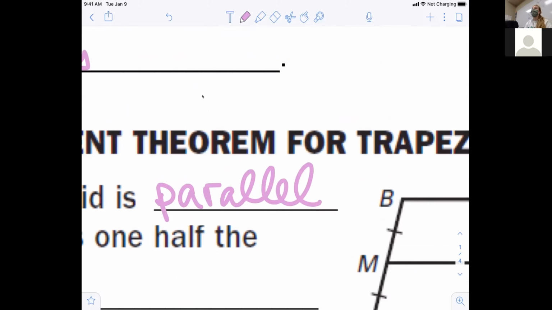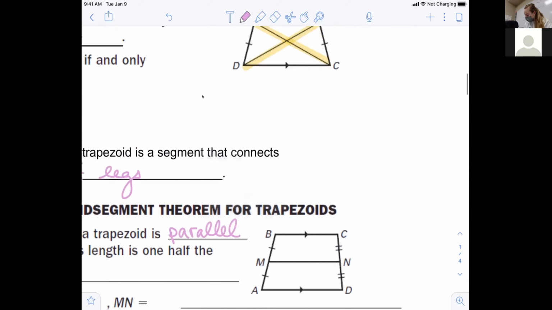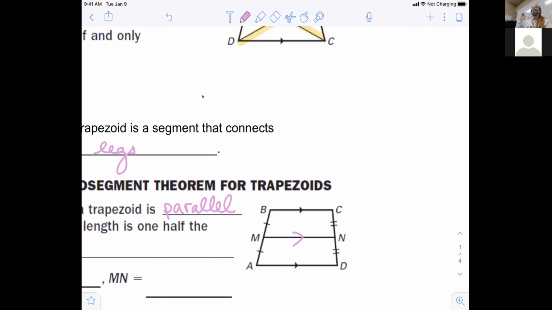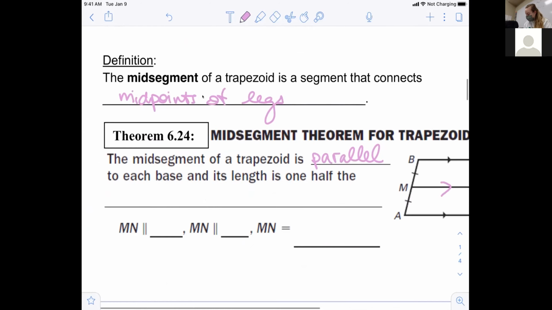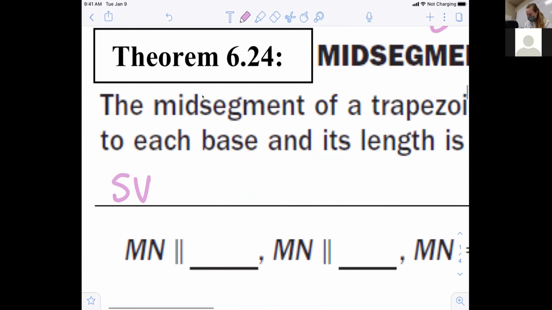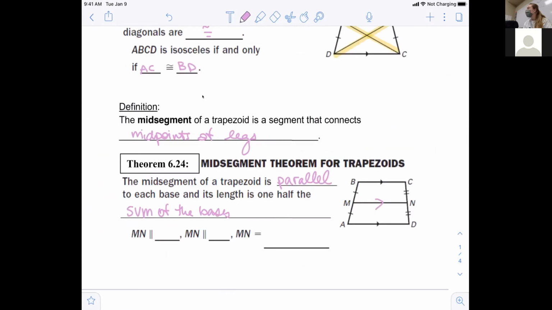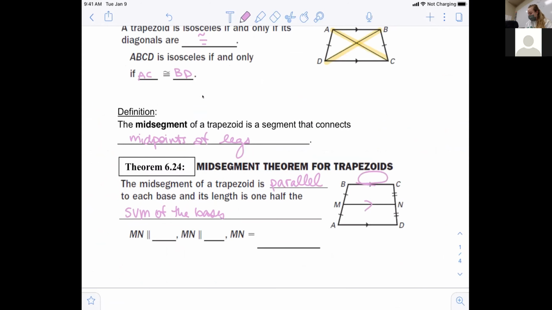Great job, Cooper. Parallel. It's parallel to. I didn't really give you great lead-ups to that, but Kamara did a great job remembering the formula for the length, but it is parallel. It's parallel to each base, and its length is 1/2 of this. In this case, it's not just of one base; it's the sum of the bases. So if I give you how long BC is and AD, we would add them together and then divide by 2.